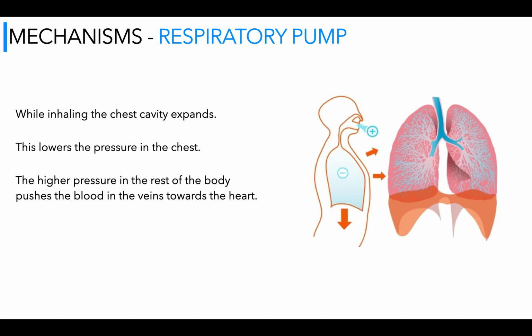So they are our 5 venous return mechanisms that assist getting as much blood as we can back to the heart, helping push this slow-moving blood back to the heart. Okay, thank you.